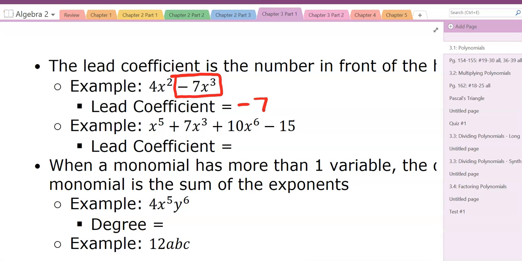Okay, so can you guys look at the second one and tell me what your lead coefficient would be? 10, because x to the 6th power is the biggest exponent I see there, even though it's the 3rd term. 10 is sitting in front, so that would be my lead coefficient. Okay, they won't all be out of order. Sometimes they will put them in like descending order for you, so they put the biggest and then the next smallest and then the next smallest in order. But they will do that every once in a while just to try to see if you're paying attention.